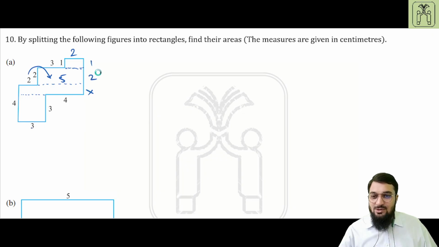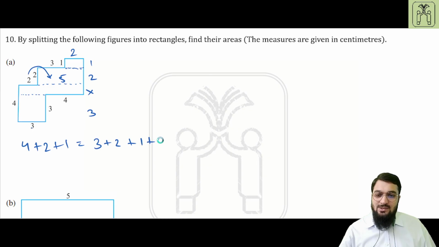This is 2, this is 1, and this is 3, and over here it is 4, 2 and 1. So 4 plus 2 plus 1 is equal to 3 plus 2 plus 1 plus x. So 4 plus 2 is equal to 6 plus 1 is 7, and this is 3 plus 2, 5 plus 1 is 6 plus x. Therefore x is equal to 1. So this will be 1.